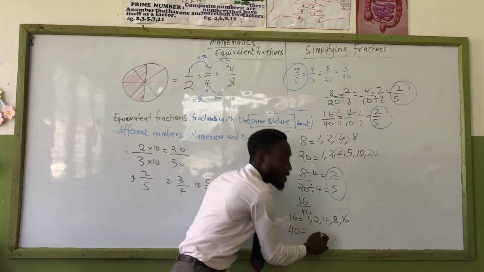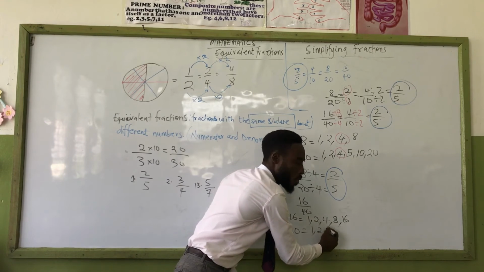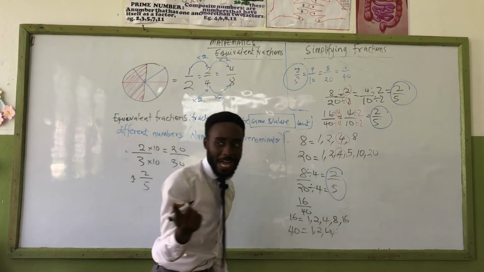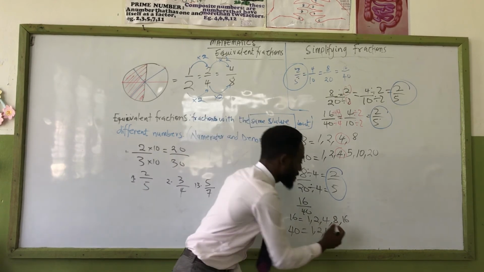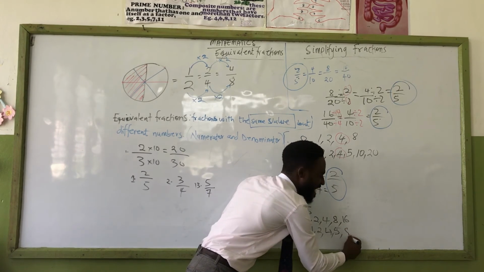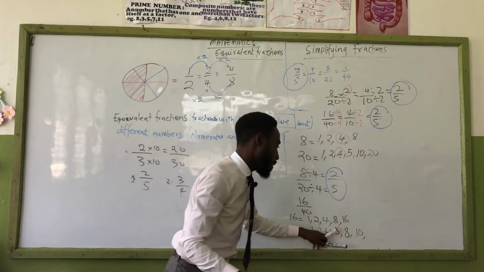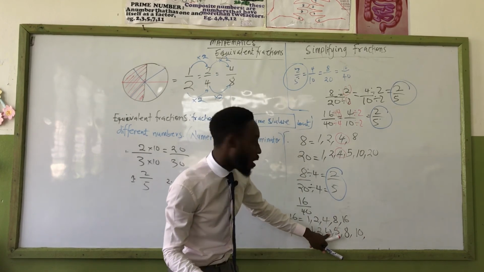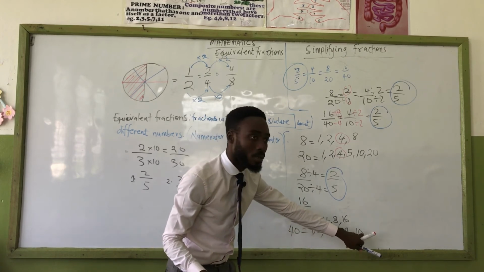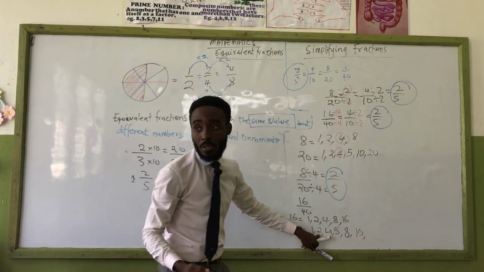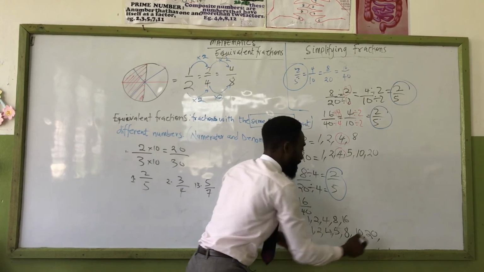Now 40. We have what? 1. It was 2, 4, 5, 8. 8 times what? 8 times 5, right? Okay. Then what? 10 times 4. 5 times 8. Then 4 times 10. I think the last one is what? 2 times what gives us 40? 20. Then 1 times 40 itself.